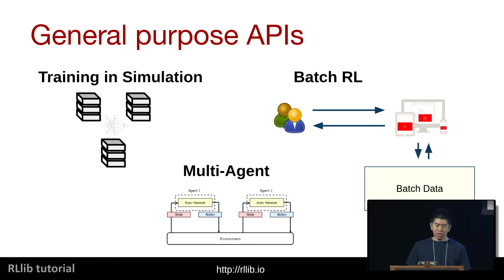So for reinforcement learning, there's many APIs you might want. Of course, you have the basic training and simulation, but you might also want to train on offline data collected from applications, or you might want to model more advanced problems with multi-agent reinforcement learning.